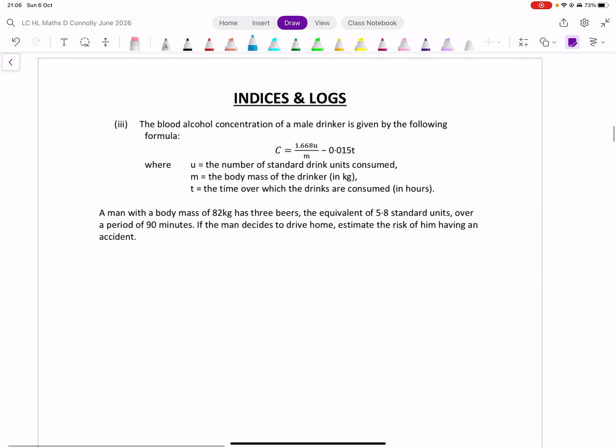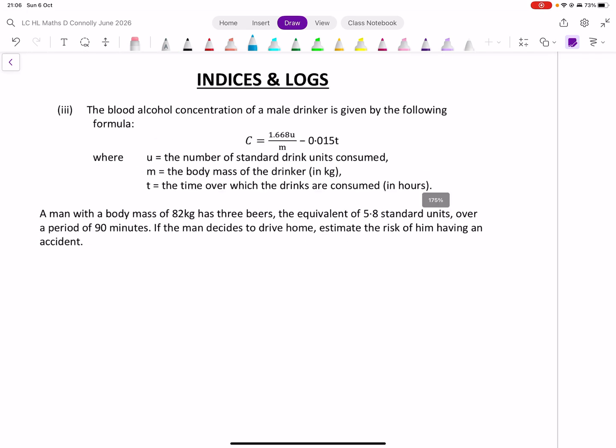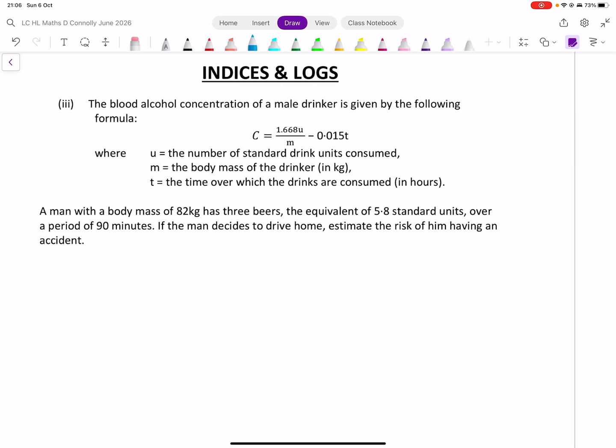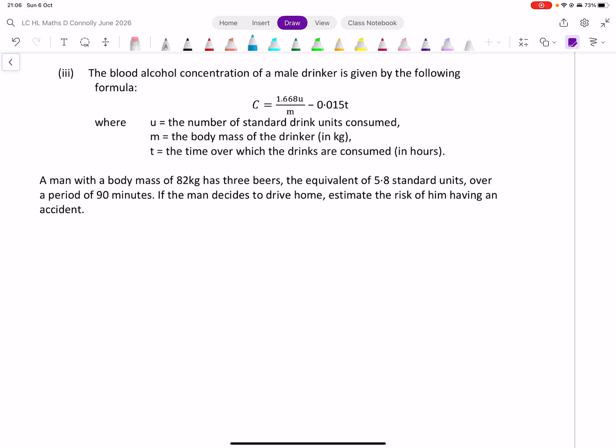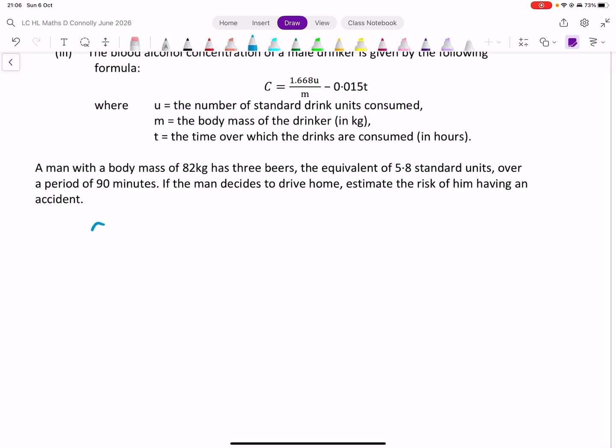The blood alcohol concentration of a male drinker is given by this, where U is the number of standard drink units consumed, M is the body mass of the drinker in kilograms, and T is the time over which the drinks are consumed. A man with a body mass of 82 kilograms has 3 beers, which is equivalent to 5.8 standard units, over a period of 90 minutes. If the man decides to drive home, estimate the risk. Okay, so this is giving me C.